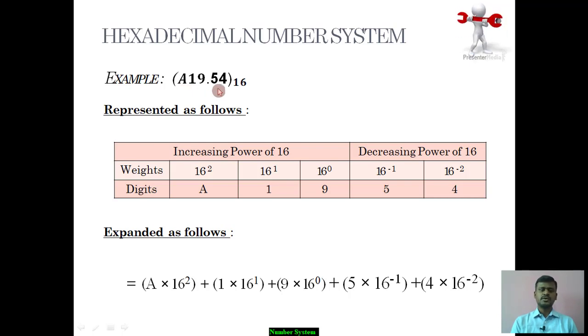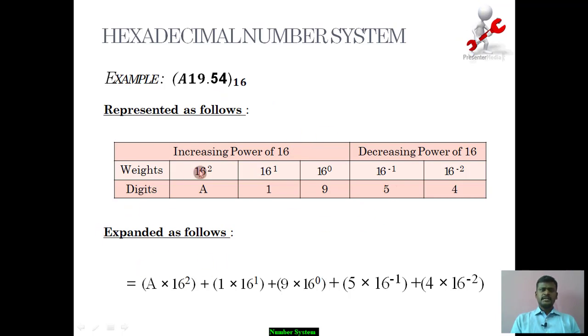Likewise, we can also assign negative, decreasing power values of 16 on the right side of the fractional point, that is 54. For 5 we can assign minus 1, for 4 we can assign minus 2. So for 5, 16 raised to minus 1, and for 4, 16 raised to minus 2. So like this we can assign the powers or weights to these digits. By using this table we can expand the equation.